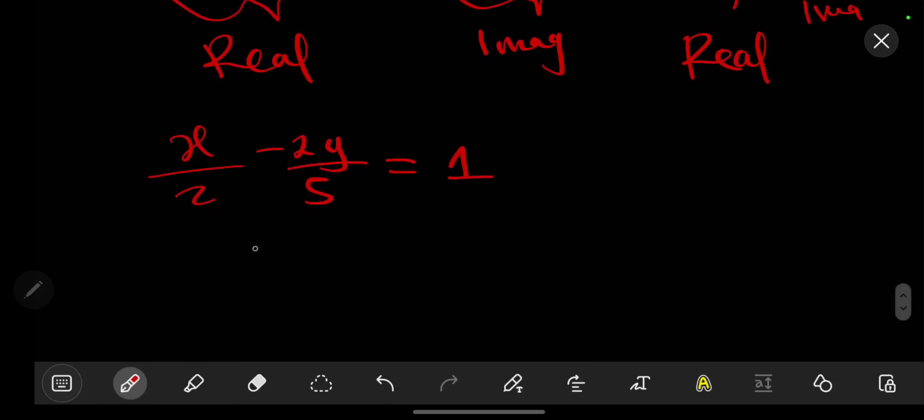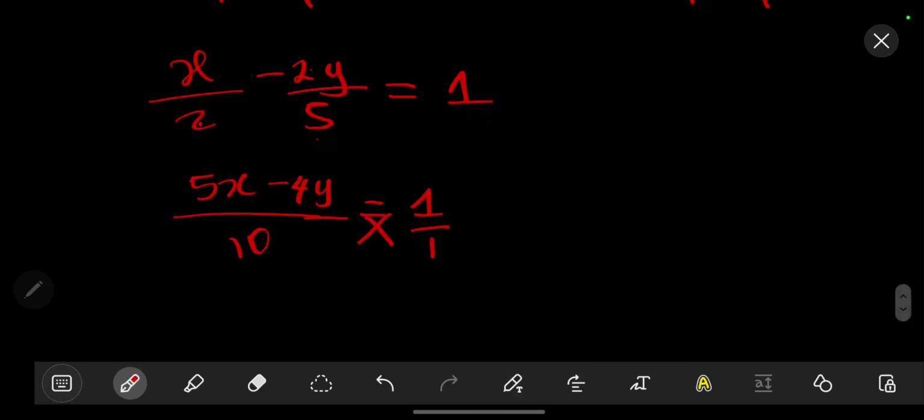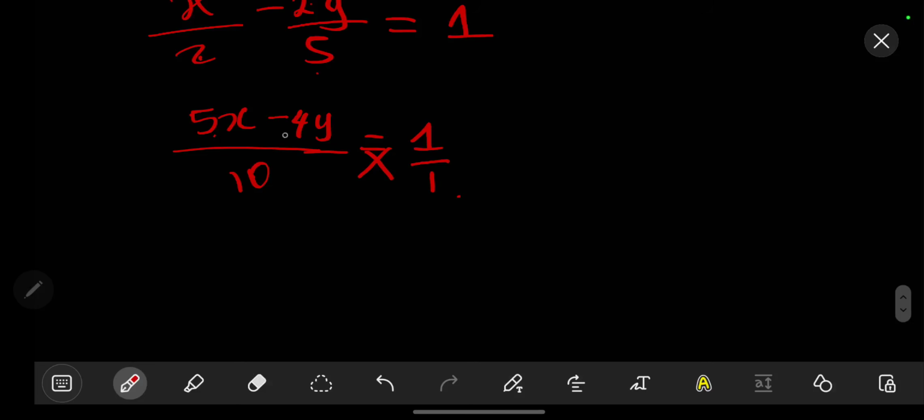The number that can act as our common denominator is 10. So 10 divided by 2 is 5, 5 times x will be 5x. 10 divided by 5 is 2, times 2 gives us negative 4y, since there is a negative, should be equal to 1. From here we are going to cross multiply. 1 times this doesn't change anything, so we have 5x minus 4y should be equal to 10 by 1, which is 10.